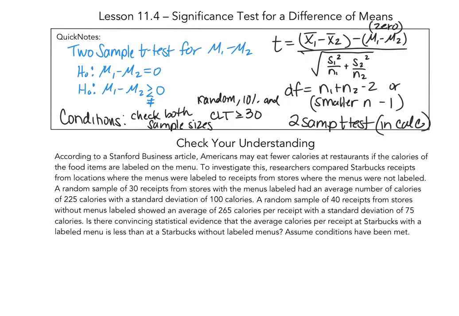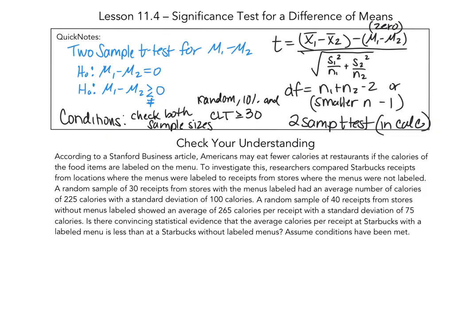This video is going to cover the 2-sample t-test for a difference of means. So you have 2 independent populations, 2 independent samples, and you have a mean from each of those and a standard deviation from both of those. So here's a little snapshot of formulas, condition information.